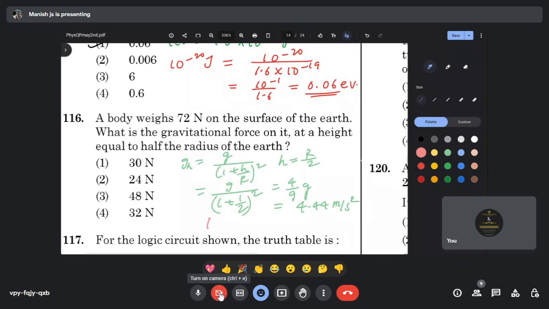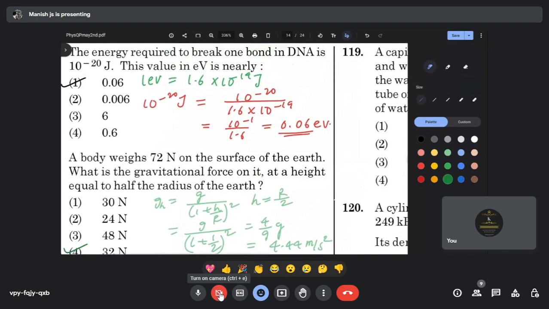Once you have got g, can't you find out what is the force? M into g, which is 7.2 kg into 4.44. How much is that turning out to be? Let me calculate, 31.97, which is approximately 32. That's the reason the answer is 32 newtons. Is it clear? This is how you approach this question. Fine?